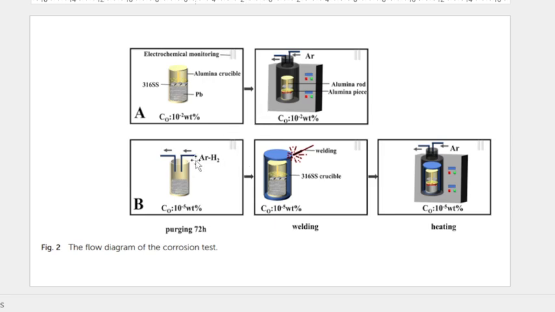Okay, so the second case, case B, is 10 to minus 5 weight%. So argon gas with hydrogen is injected. In that case, it decreases the content of oxygen, and then it is welded, and that crucible with the steel is put into the furnace and heated.